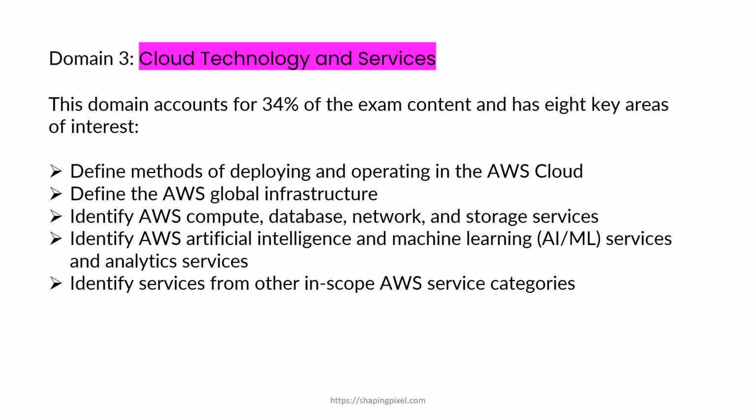Cloud technology and services. This domain accounts for 34% of the exam content and has 8 key areas of interest. Define methods of deploying and operating in the AWS cloud. Define the AWS global infrastructure. Identify AWS compute, database, network, and storage services. Identify AWS artificial intelligence and machine learning services and analytics services. Identify services from other in-scope AWS service categories.